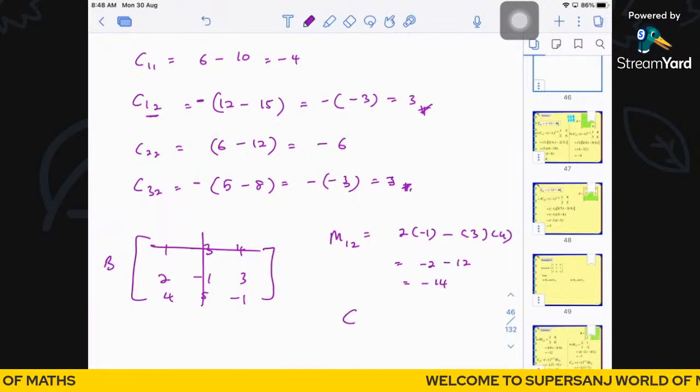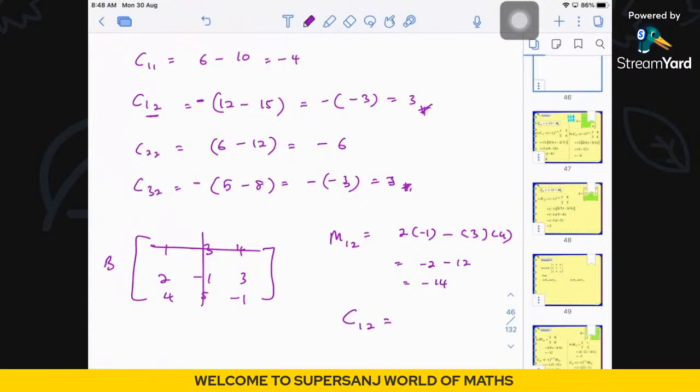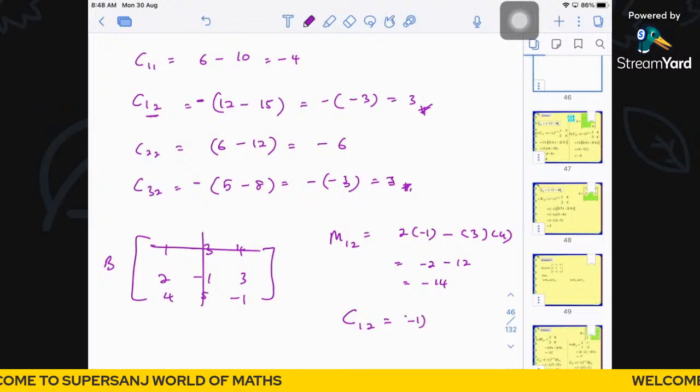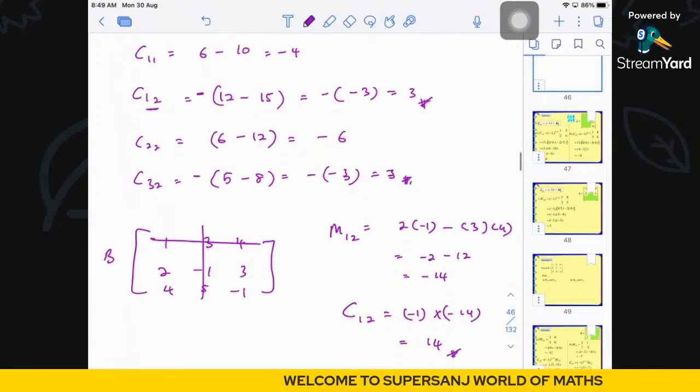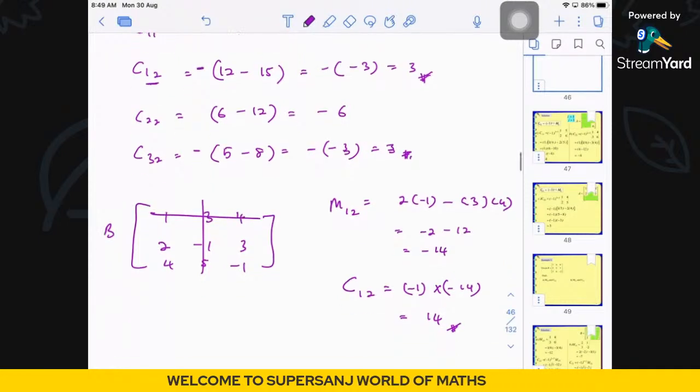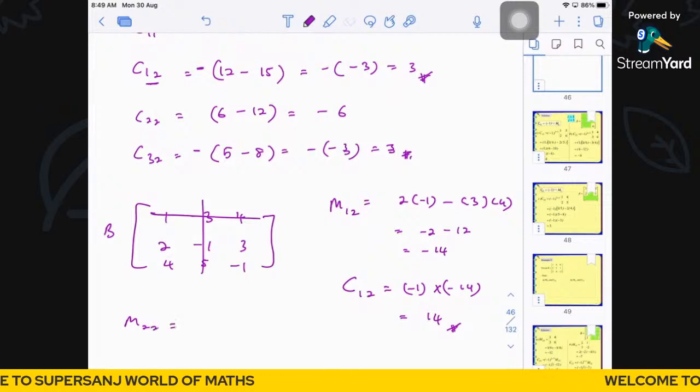But what is the cofactor of C12 right now? Because it's 1 plus 2, which is 3, it will be negative 1 times negative 14. So the answer is 14. That's all. Easy, right?